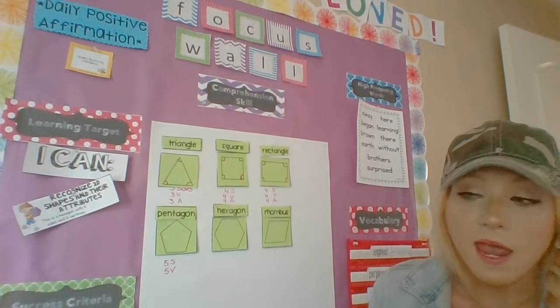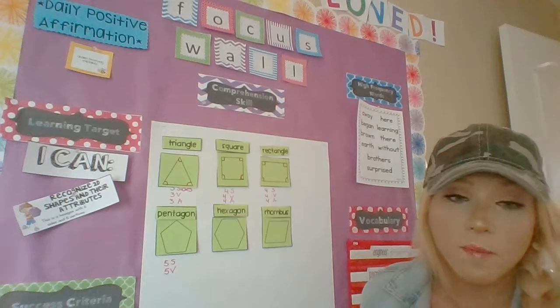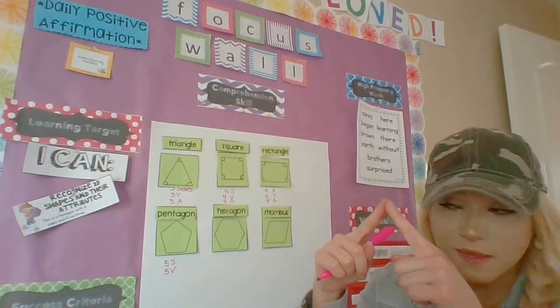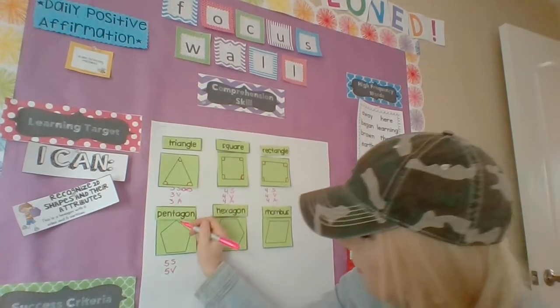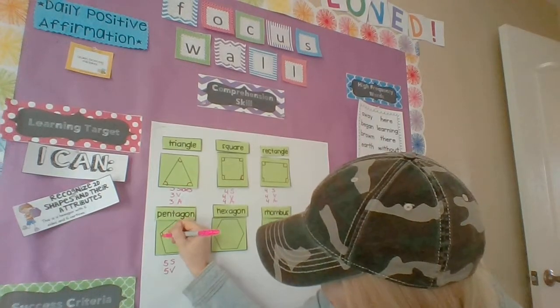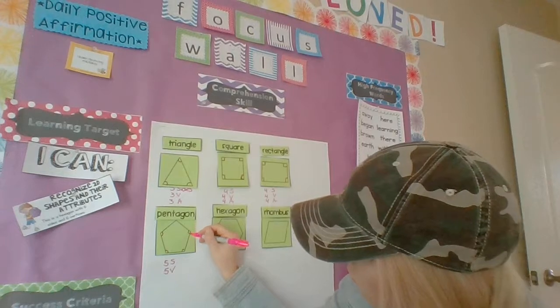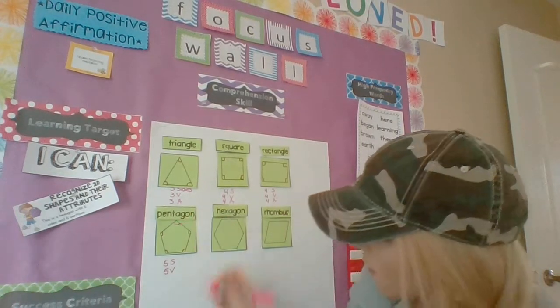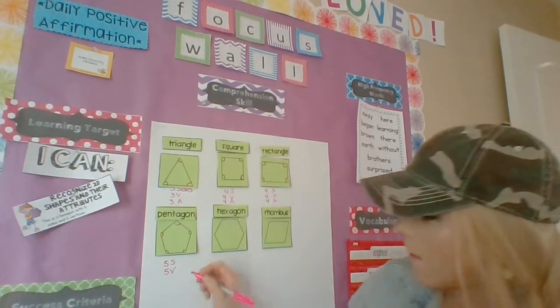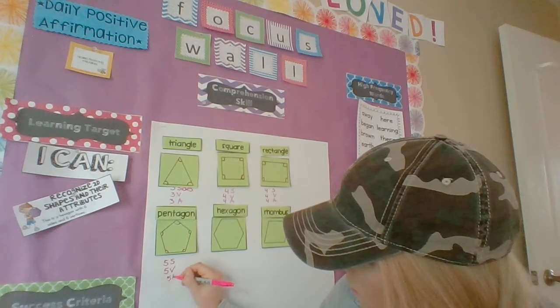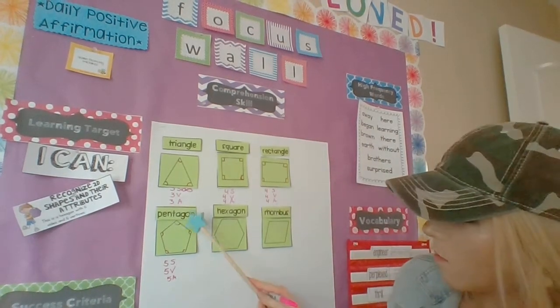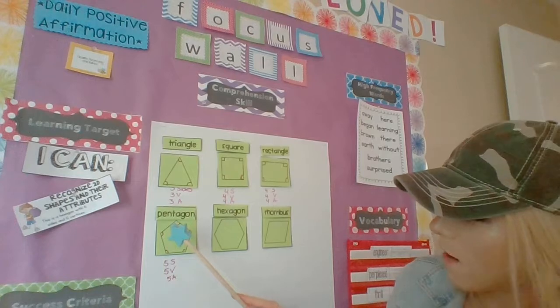Now let's count the angles. Let me draw them first. Remember the angles where the two sides meet, the inside area. Count the angles. We got 1, 2, 3, 4, and 5. Okay. So we had 5 angles, because 1, 2, 3, 4, and 5.